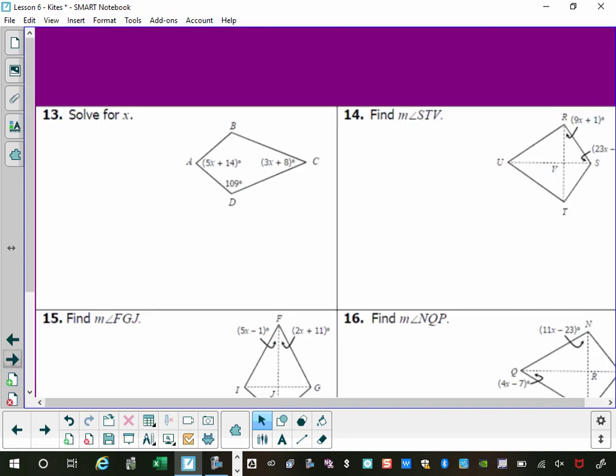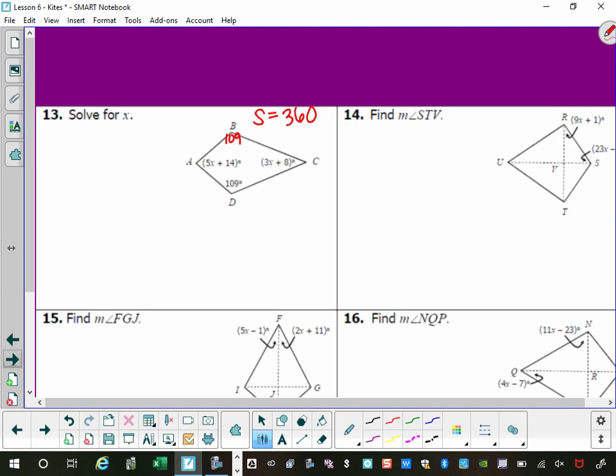On 13, what's important here is that we know what the sum is going to equal. What is the sum of the quadrilateral? The sum of the angles. 360, right? The sum of the triangle is 180. If angle B is 109, angle D is 109, what's angle B going to be? You guys can solve that now to find x.